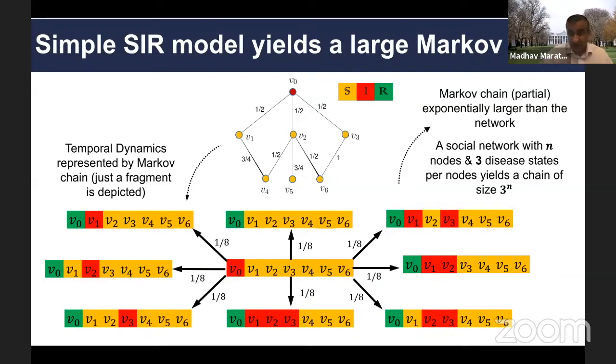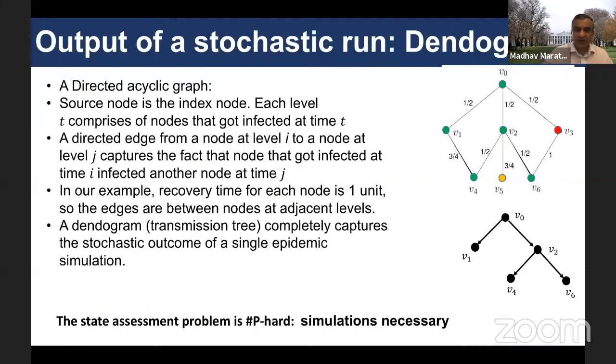As it happens, the problem lies in the fact that this Markov chain is exponentially larger than the network itself. So even if each node has 3 states, and there are n nodes, you would get a chain of size 3 to the n. And this is just the start of the complexity of the problem. Most of the analysis is not to be done on the base network at all, but on the Markov chain itself. An output of this effort is called a dendrogram.